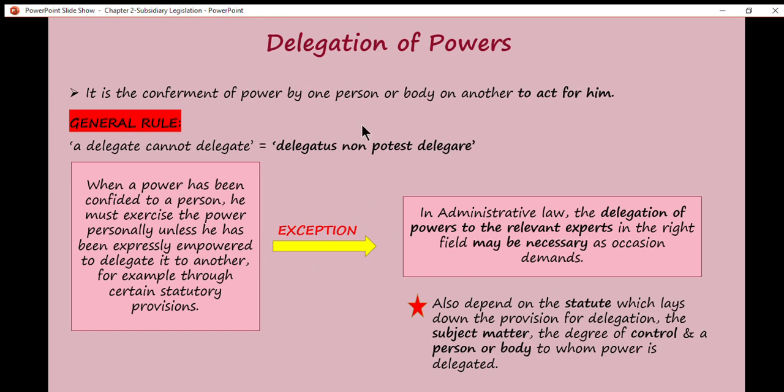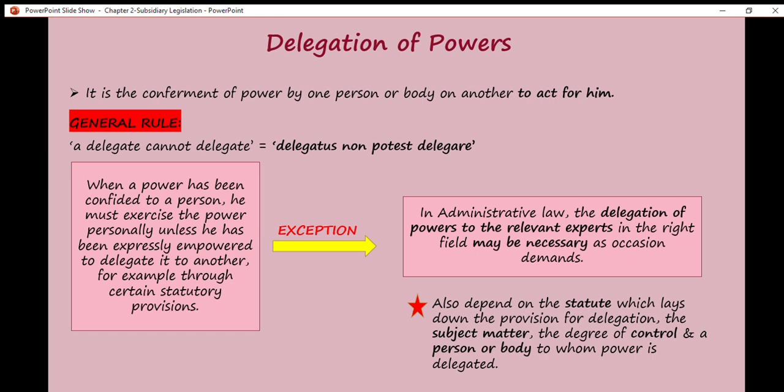However, in administrative law, there is an exception because the delegations of powers to the relevant experts in the right field may be necessary as occasion demands. So it depends on the necessity of the case, the circumstances, right? And it also depends on the statute, which lays down the provisions for delegations, the subject matter, the degree of control, and the person or body to whom power is delegated.